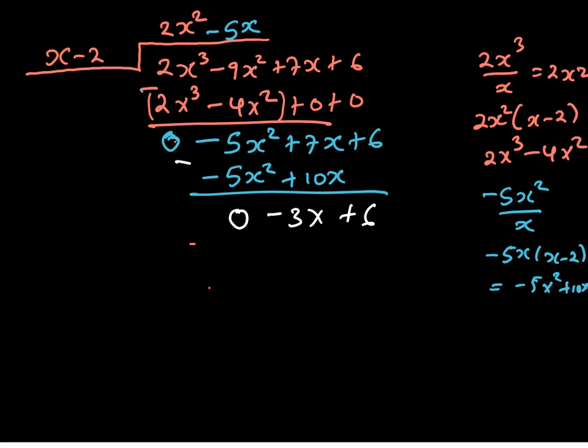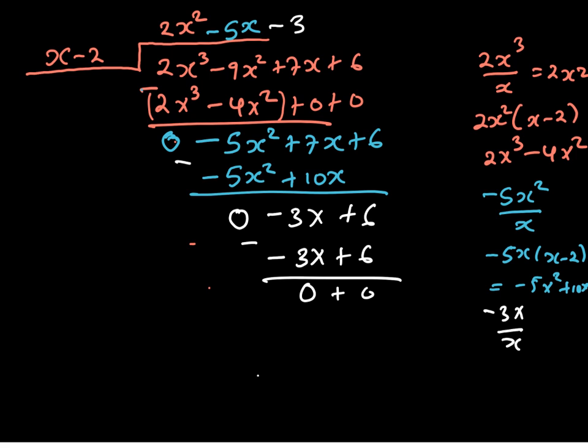So we get negative 3x and divide by x. What do we get? Minus a 3. So this is minus 3x plus 6. When you go ahead and do the math, I think you're going to end up with a 0 remainder. So we have that done right now.